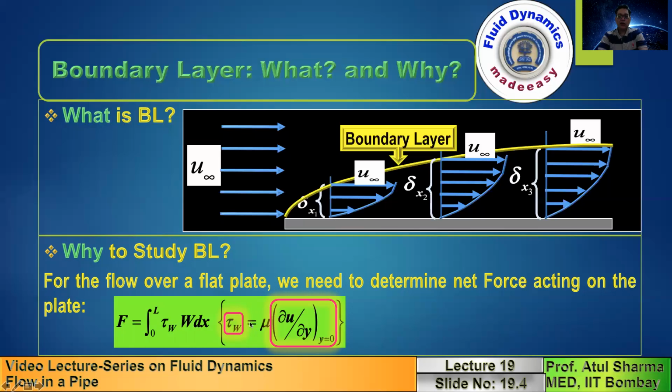And so to calculate the wall shear stress, you need to calculate the velocity gradient at the wall, which is inside the boundary layer. So you need to study the boundary layer, because from the boundary layer theory you can obtain this velocity gradient. And once you know the velocity gradient, you can calculate the local wall shear stress, and you can calculate the total shear force acting on the surface of the plate.